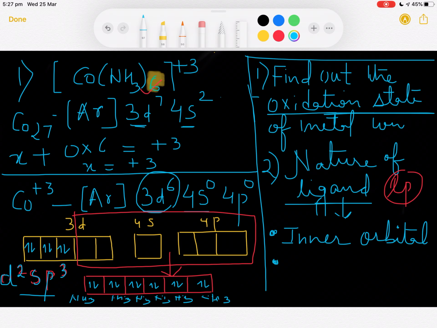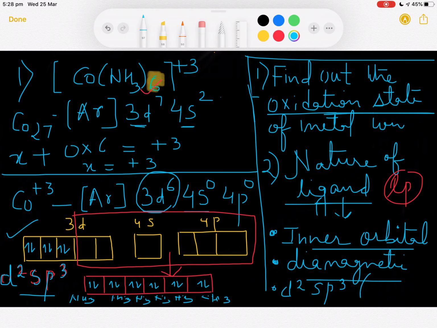Next, I said the magnetic behavior is also one of the objectives of VBT. So here you have to check the 3d orbital of the central metal ion. In the 3d orbital, all the electrons are paired up. There is no unpaired electron. So its nature is diamagnetic, because all the electrons in the 3d orbital of the central metal atom are paired, therefore its nature is diamagnetic. Its magnetic behavior is diamagnetic because all the electrons in the 3d orbital are paired, and of course the hybridization is d2sp3.